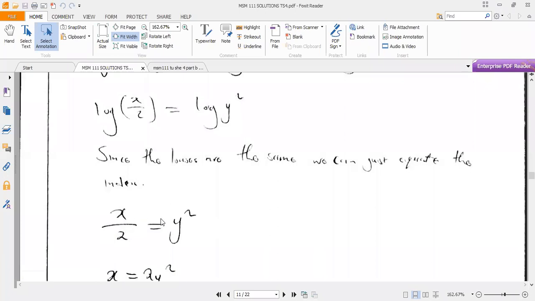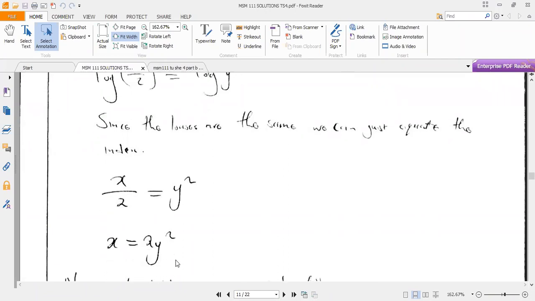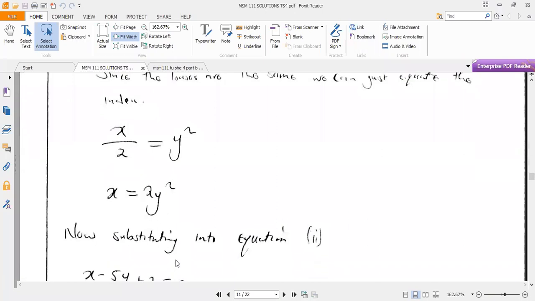So we now solve for x. Solving for x, you can easily say x over 2 is equal to y squared. When we cross multiply, we have x is equal to 2 times y squared. Hope it's clear there. So we have now solved. This will be our equation 1. Keep in mind that this is our equation 1.